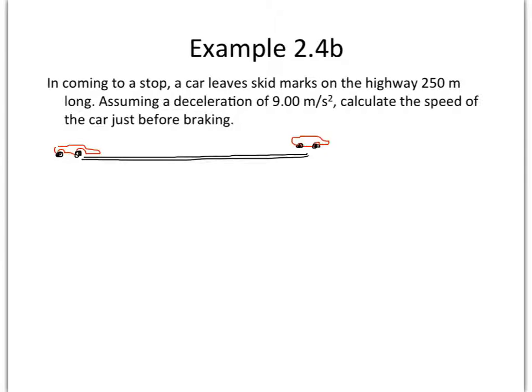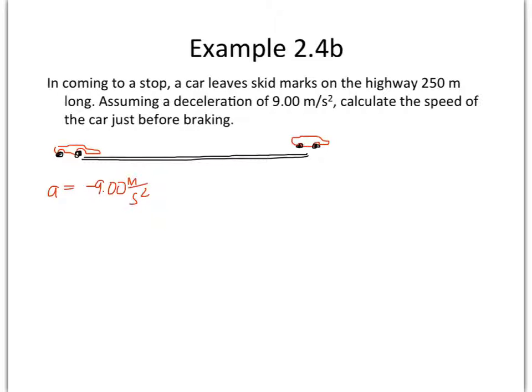So what do we want to find out? We want to find out the speed of the car just before braking. All right, so we're told that the deceleration is 9.00 meters per second squared. Well, what's a deceleration? A deceleration is nothing more than a negative acceleration. You might say an acceleration in the negative direction. So, acceleration is negative 9.00 meters per second squared.